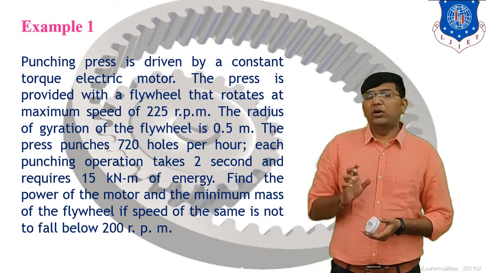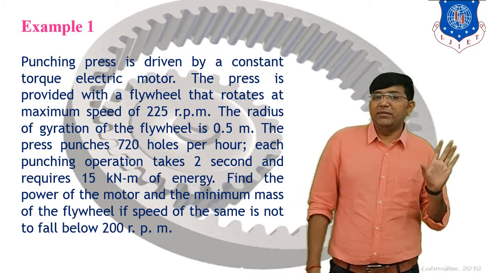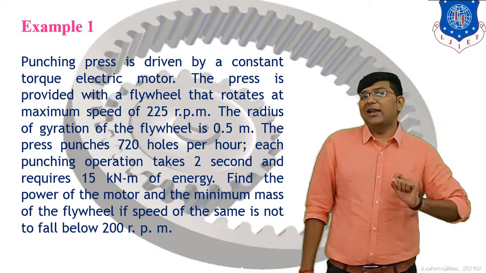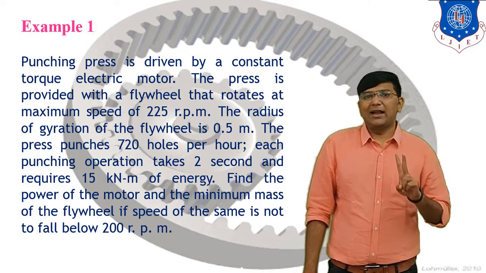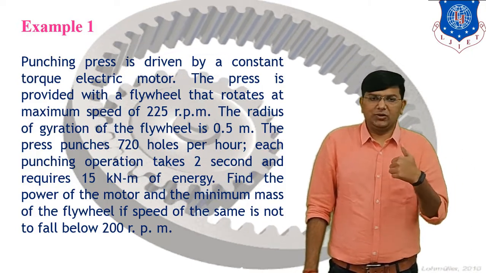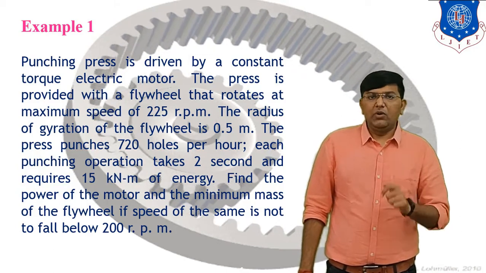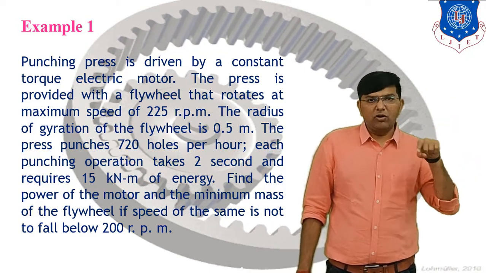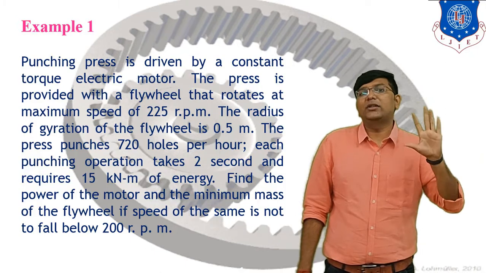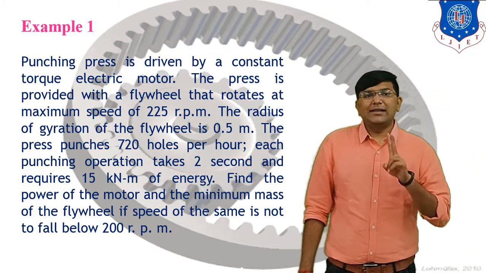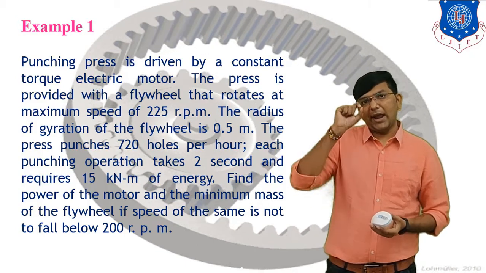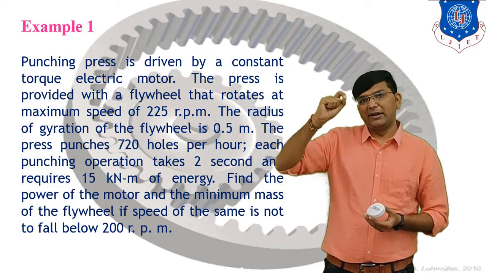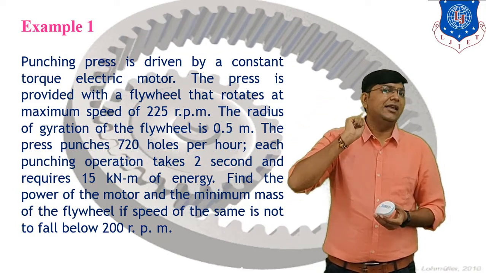Now first of all you have to understand that there are two types of energy in a punching press. First energy is the energy required for one punching operation, which we denote as capital E1, and the second energy is the energy required for actual punching, that is capital E2. So you have to remember these two energies. The first one is the energy required for one punching operation, whose duration is 360 degrees. And the second energy is the energy required for actual punching. Actual punching means whenever the punch comes in contact with the metal and drills a hole in the sheet. Clear? That is the actual punching.